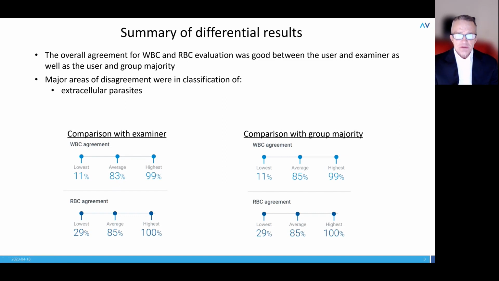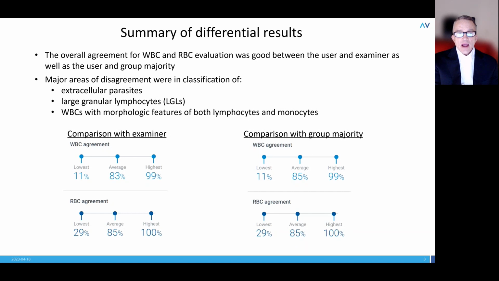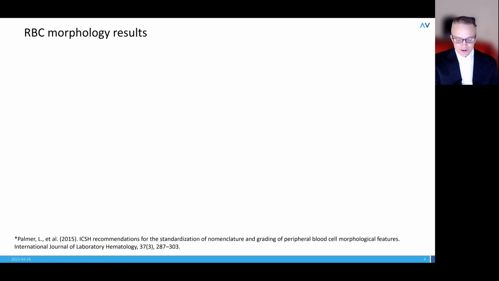Major areas of disagreement in the case were in the classification of the extracellular parasites, the gametocytes, the classification of large granular lymphocytes, which were increased in this patient, and the classification of white blood cells. A few of them had morphologic features of both lymphocyte and monocyte. There were a few cells that we'll look at that were actually difficult to determine whether they were one or the other. I had problems with them, so I'm happy to discuss my issues.